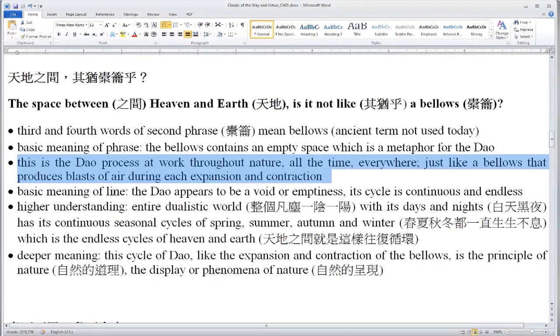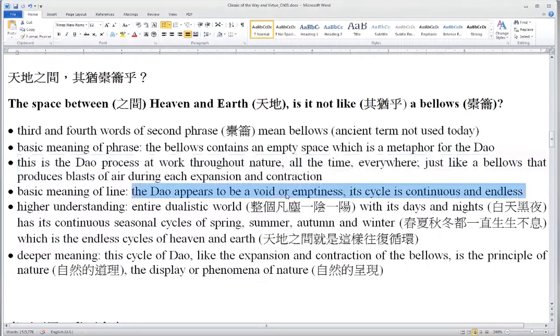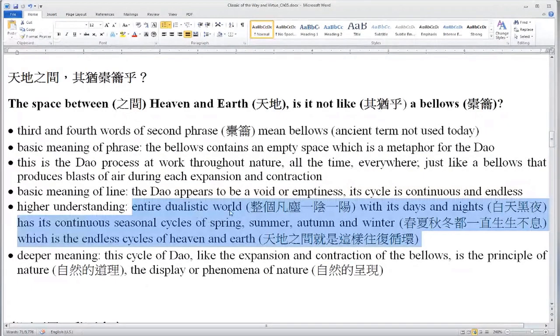So the basic meaning is that the Tao appears to be a void or emptiness. Its cycle, though, is continuous and endless. The higher understanding is this: the entire dualistic world, 整个凡尘一样, with its days and nights, has its continuous seasonal cycles of spring, summer, autumn, and winter, which is the endless cycles of heaven and earth. That's the higher one.